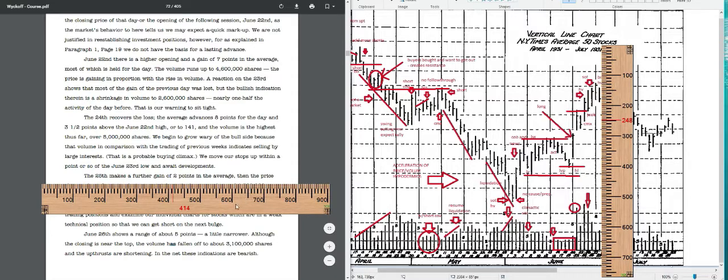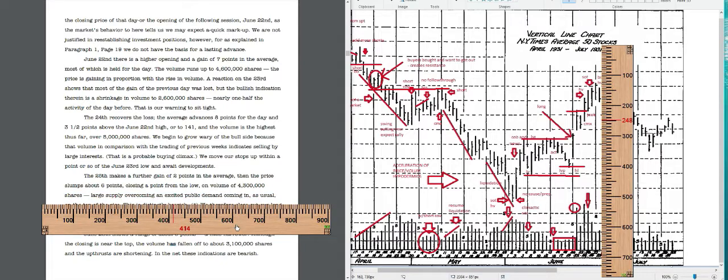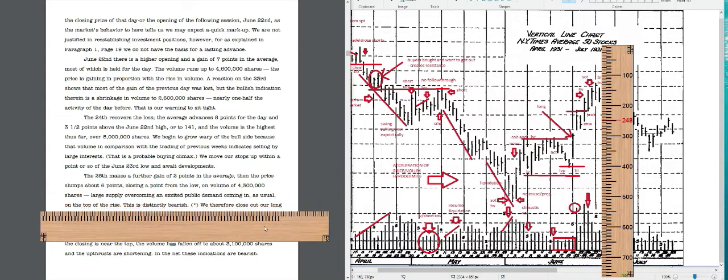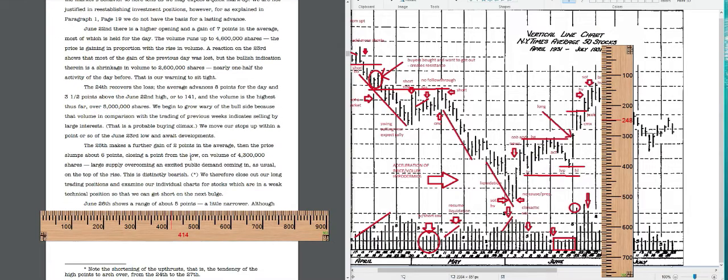So we move our stops within a point or so of the 23rd, and what did you say? Large supply. That large supply is your change of behavior in this counter trend back up to that resistance area, that upthrusts the resistance area. This is distinctly bearish. And he's also pointing out, notice the shortening of the upthrusts.